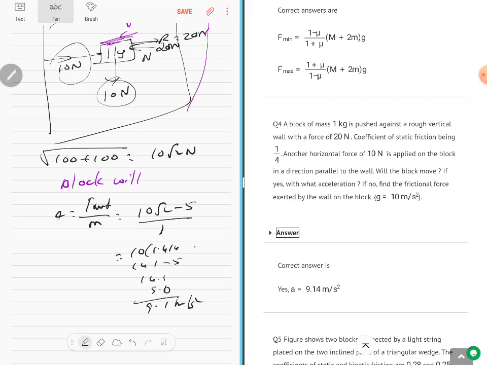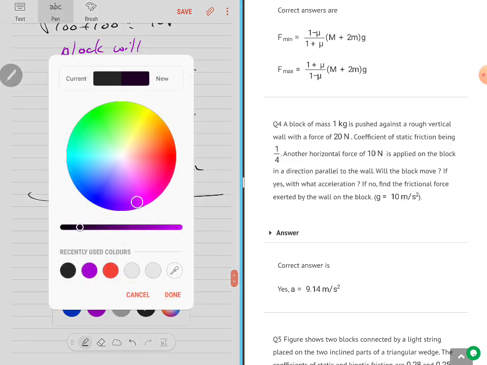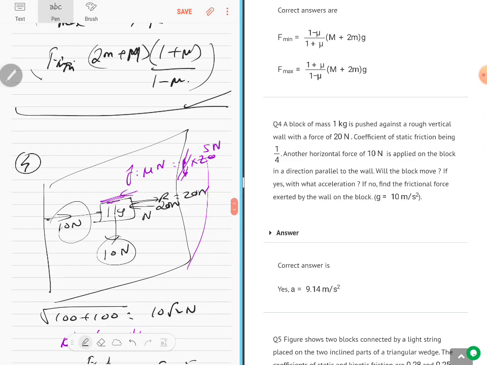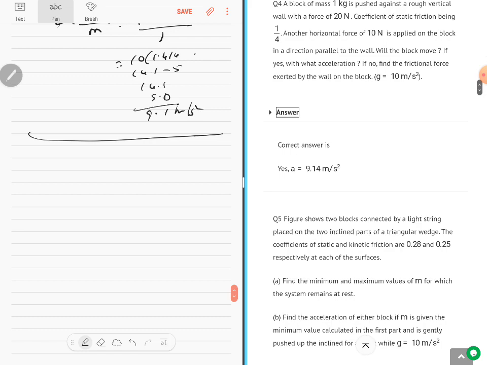Yeah, so that's about it. That's the sum. It's a beautiful sum, because if you don't know that the wall is going to be like this and the force that is parallel to the wall will be in this direction, you can never be able to do the sum. So make sure you understand the question.